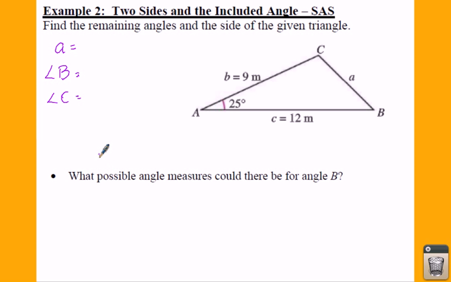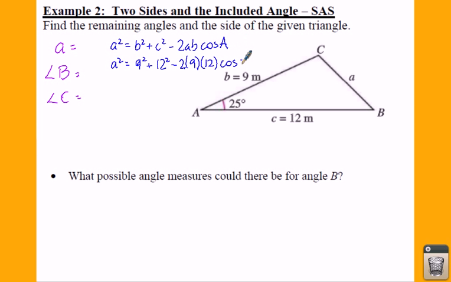So let's use our law of cosines to find A. We'll say A squared equals B squared plus C squared minus 2BC cosine of A. So A squared is equal to your B, which is 9 squared, plus 12 squared minus 2 times 9 times 12 times the cosine of 25 degrees.